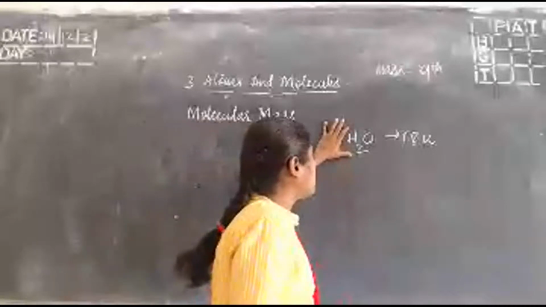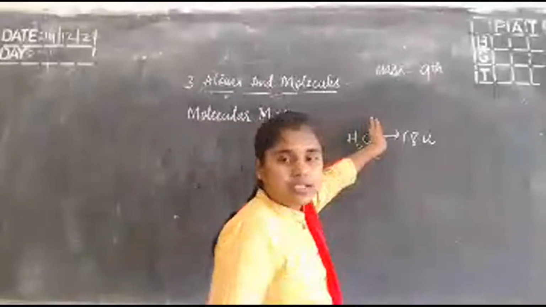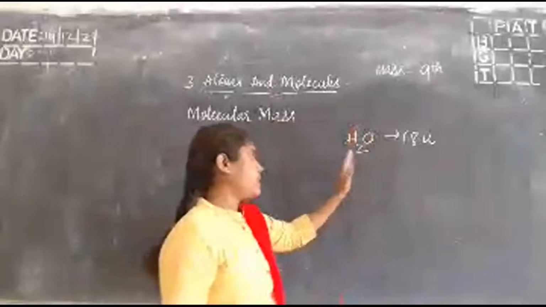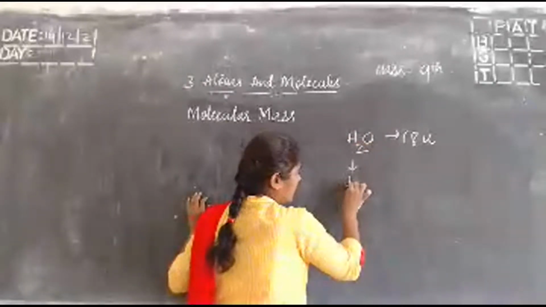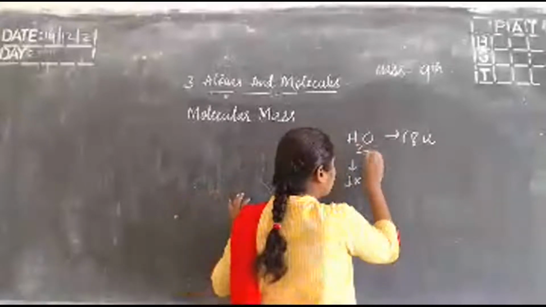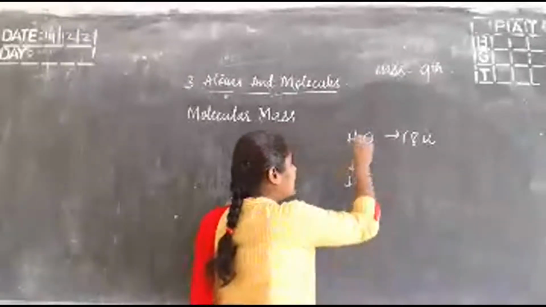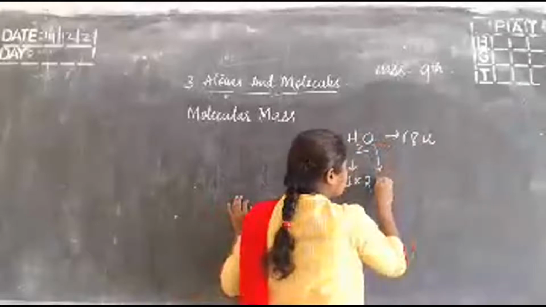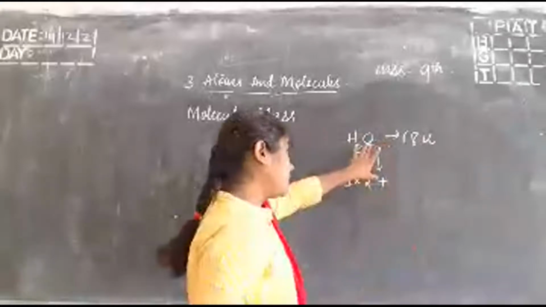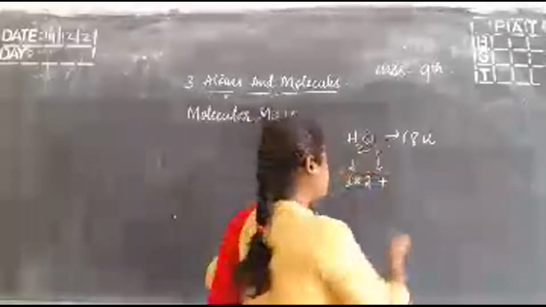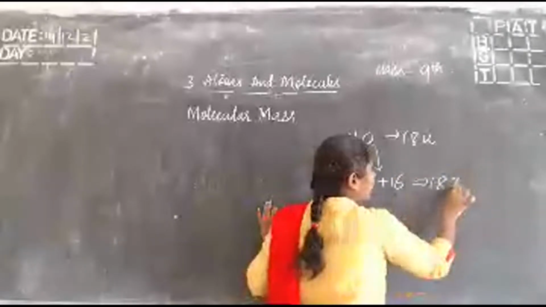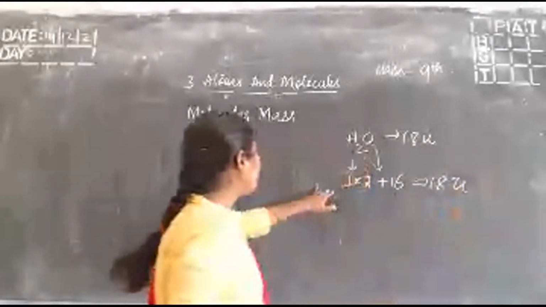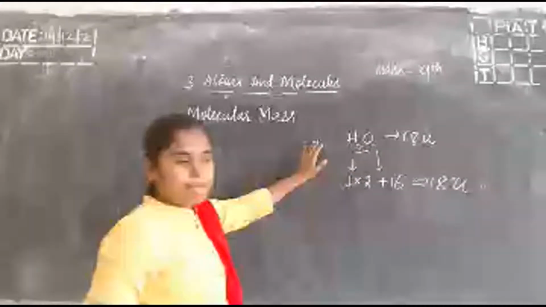So we need to know hydrogen atomic mass separately, oxygen atomic mass separately. Hydrogen atomic mass is 1. Then it has 2 hydrogen atoms, so we multiply. Then you can see the atomic mass of oxygen, which is 16. So when we add, we get 18 U. So this is how we calculate the molecular mass.